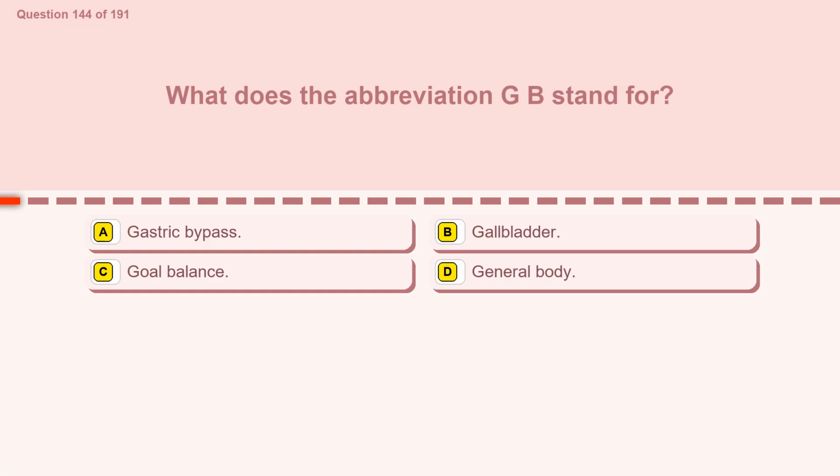Question 144. What does the abbreviation GB stand for? Option A, gastric bypass. Option B, gallbladder. Option C, goal balance. Option D, general body.